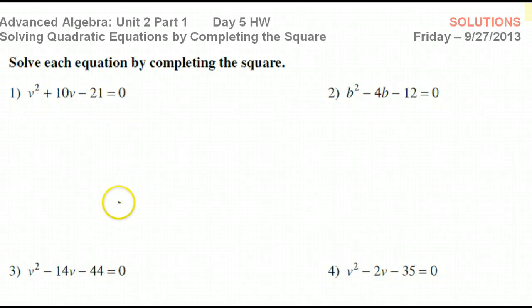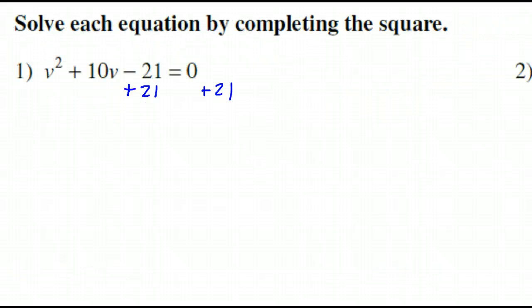Alright, today's the day we learn about completing the square. We're going to start by getting rid of this third number, the constant term, and we will do that by adding 21 to both sides. If I do that, then what I have is v squared plus 10v, leave a space, is equal to 21.